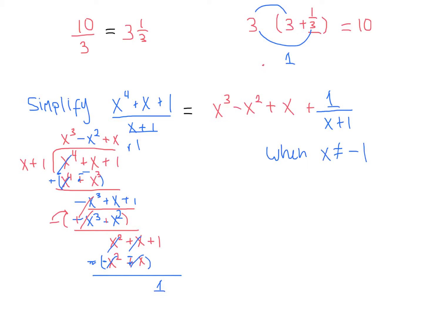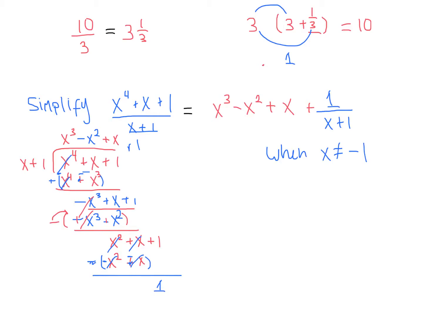Alright, and now I want to talk about, why did we do this? Why was this the easiest way to simplify? And remember, we've simplified by factoring previously, but here we couldn't factor x to the fourth plus x plus 1. Didn't work, and so the easiest way for us to simplify it is just to divide.